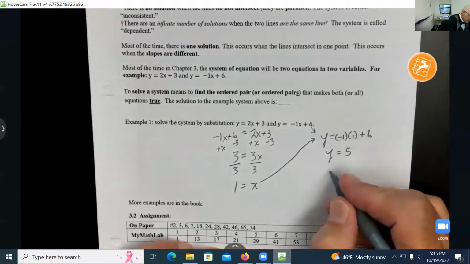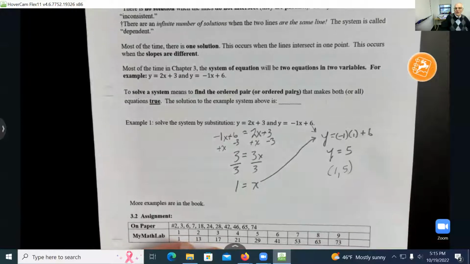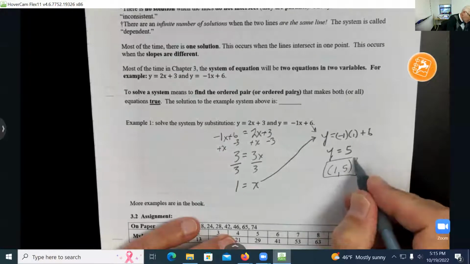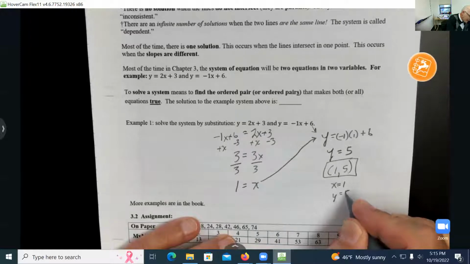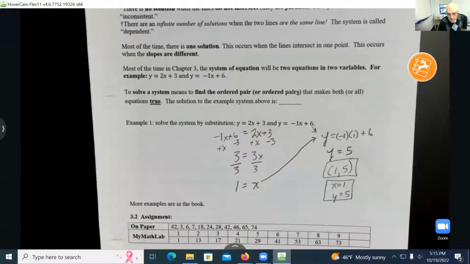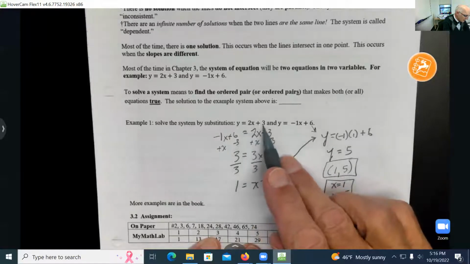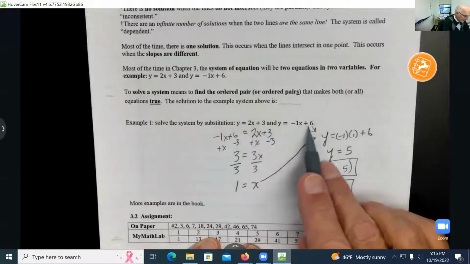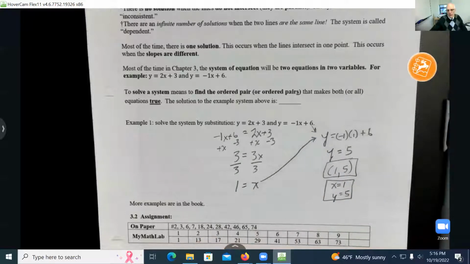So you can write the answer two ways. You can write it as an ordered pair. And when I say ordered pair, I do mean ordered pair, order matters. You can write it this way. Or if you'd like to say that x equals 1 and y equals 5, I will also accept that. This ordered pair 1, 5 makes this equation true. And it makes this equation true. Now let's do one from the book.